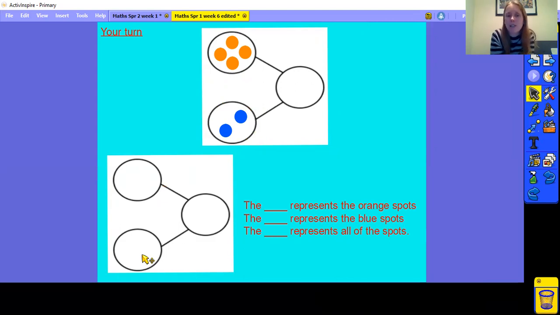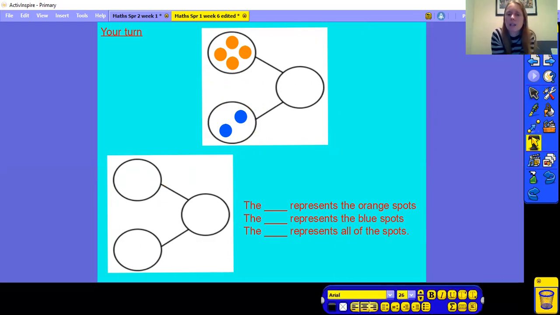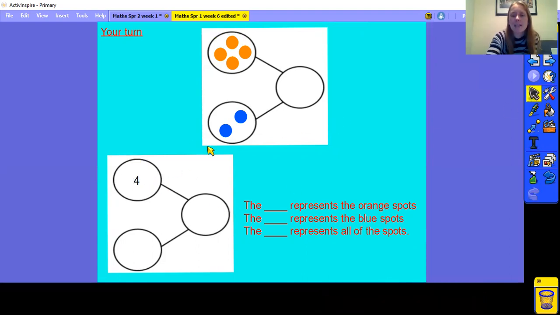Okay, now you've had a turn. Let's do that part together. So we're just looking at the parts. We're looking at the orange spots first and then the blue spots. Let's count the orange spots. 1, 2, 3, 4. I didn't need to count those. I could see that there were 4. I wonder if you spotted that. Well done if you did. Here's number 4. The 4 represents the orange spots.